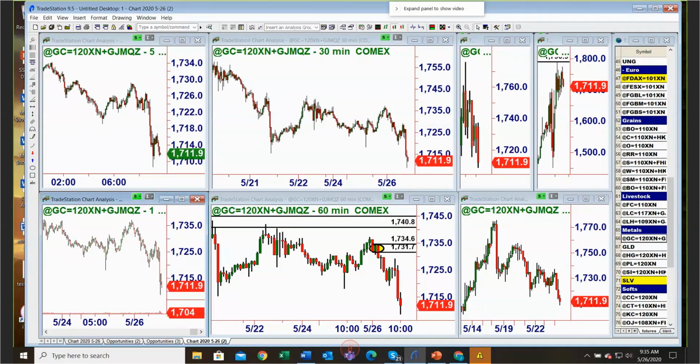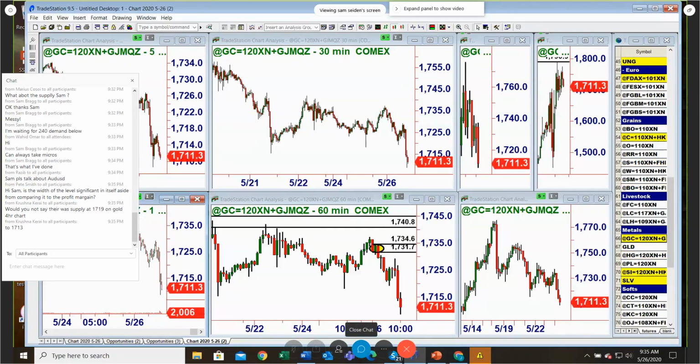Good question there, Pete. Is the width of the level significant in itself aside from comparing to the profit margin? Yeah, the profit zone. So the width of your level from top to bottom, I think, is what you're asking. That's your entry point to your protective stop order for managing the risk. So whatever that is, you have to pick a number, right? What's acceptable to you, for example?